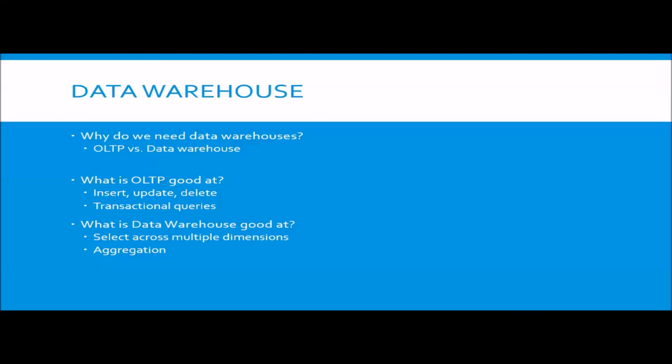So then, what is a data warehouse good at? They're exceptionally good at getting information out, selecting information in an aggregated form across multiple dimensions. So what does that mean? If I want to see sales for the past 12 months by customer segment in different states, data warehouses are exceptionally good at rapidly responding to those types of queries.